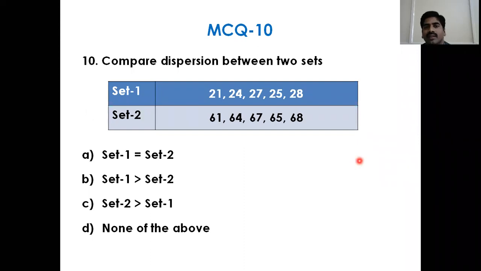Next, question 10. Compare dispersion between two sets. This is set 1. Observe the observations. And this is set 2. And solve this. Compare dispersion between two sets.